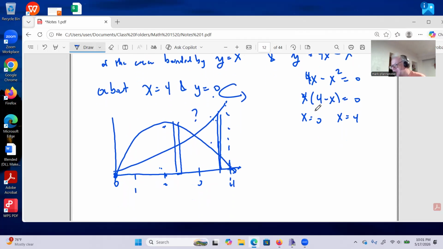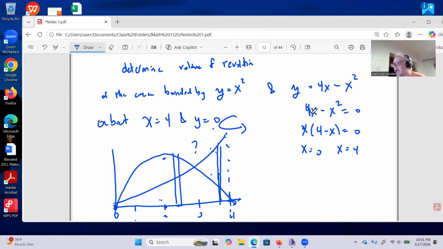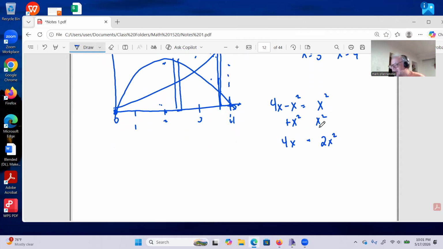So how do we know where two functions are equal to each other? Well, we set them equal and solve. Where is 4x minus x squared equal to x squared? Let's add x squared to both sides, so we have 4x equals 2x squared. And of course, I got this out of a textbook, so it's going to come out nicely.